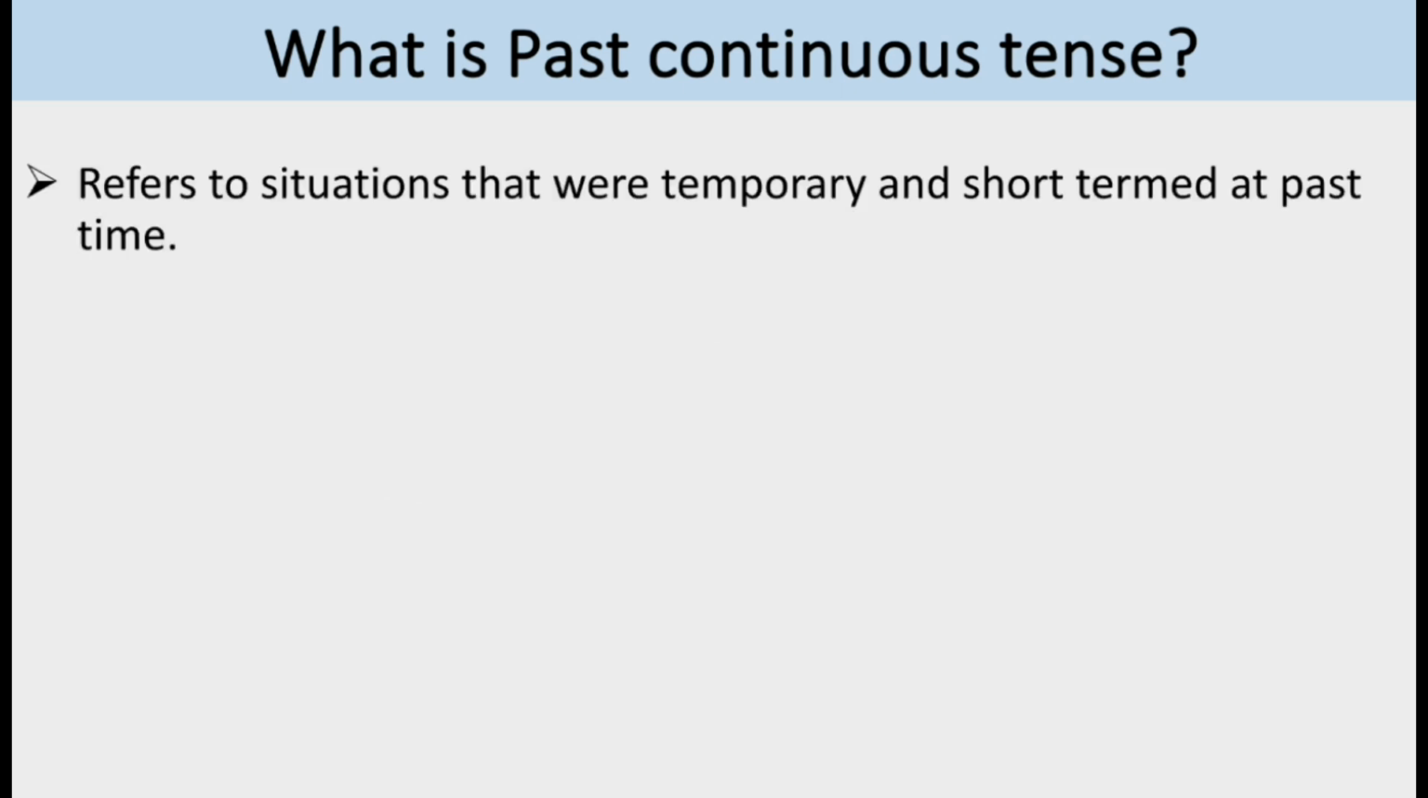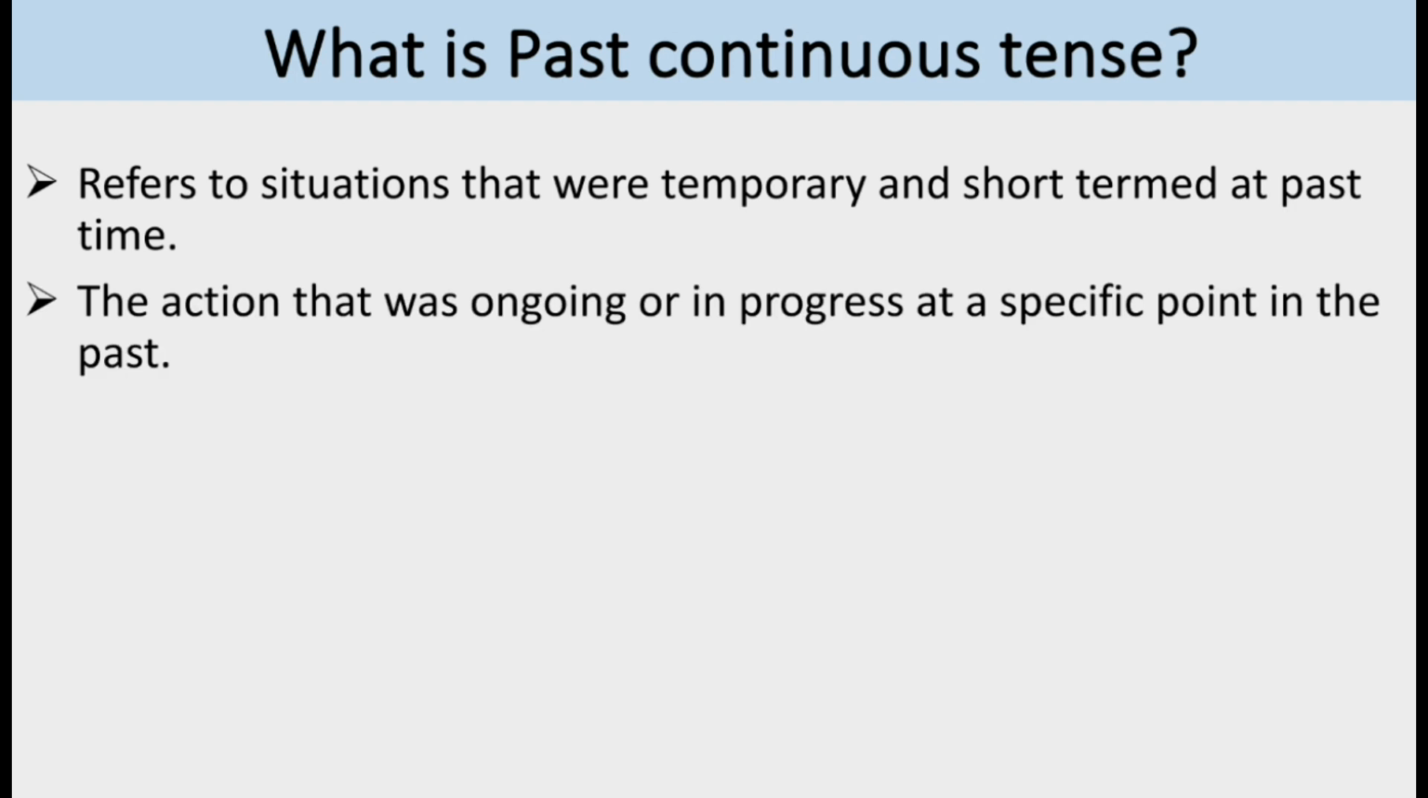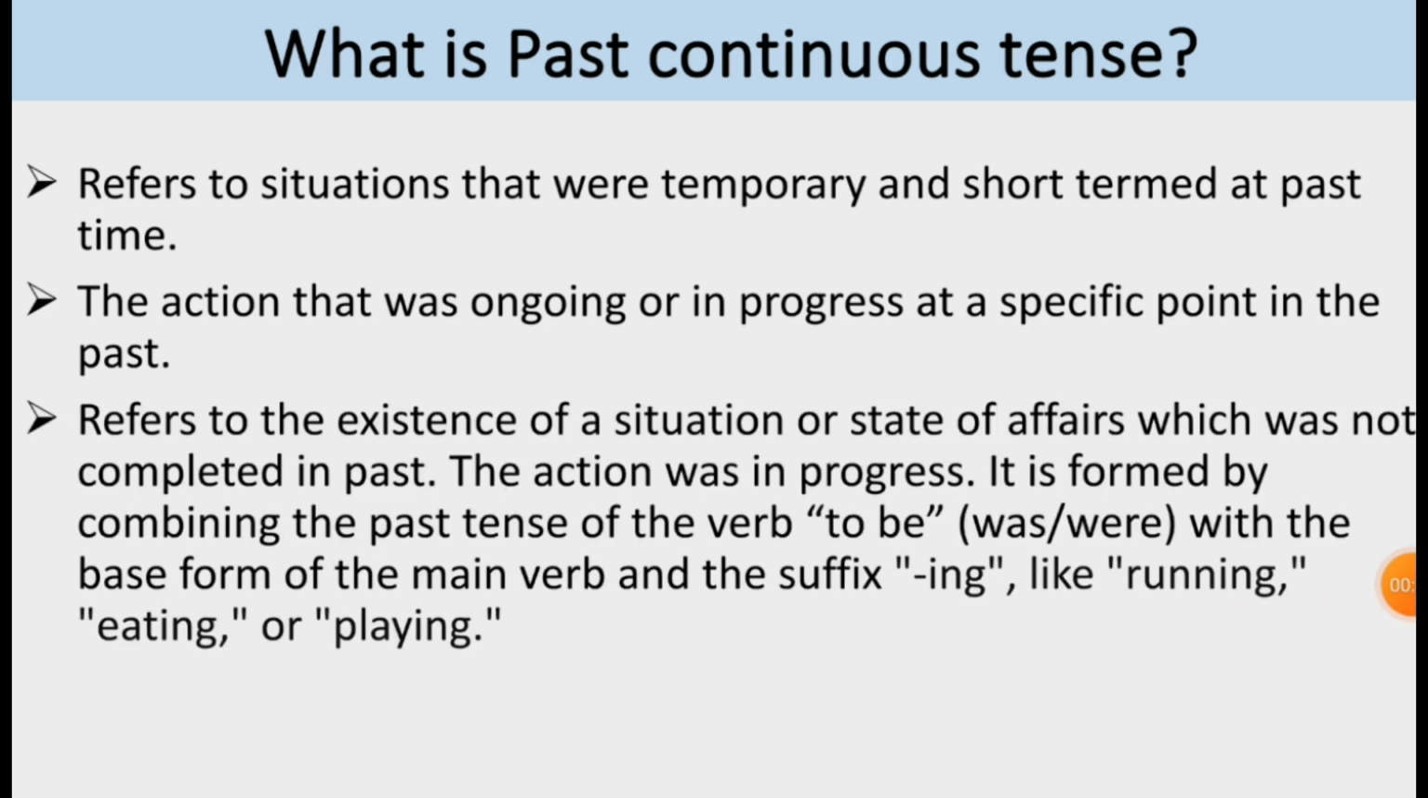Past continuous tense refers to a situation that is temporary and short-termed at past time. The action that was ongoing or in progress at a specific point in the past. It refers to the existence of a situation, state of affairs, which was not completed in the past. The action was in progress.